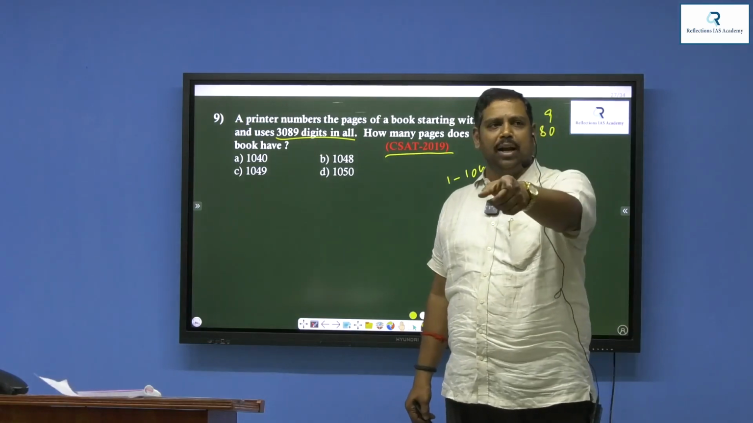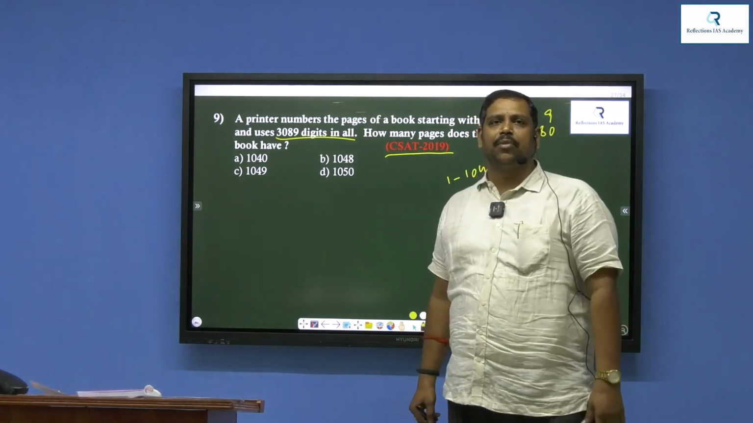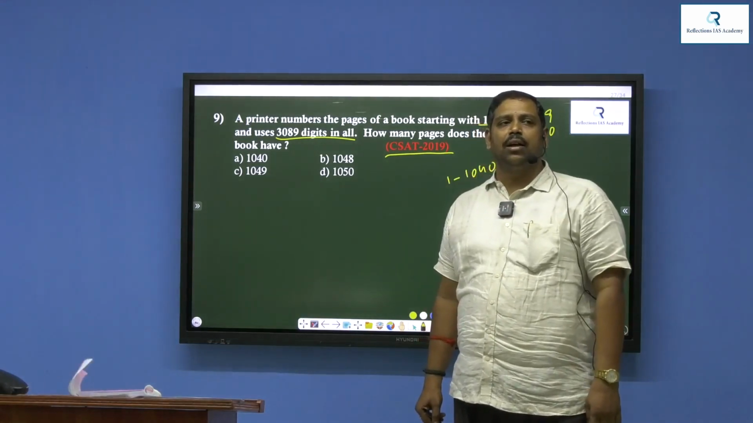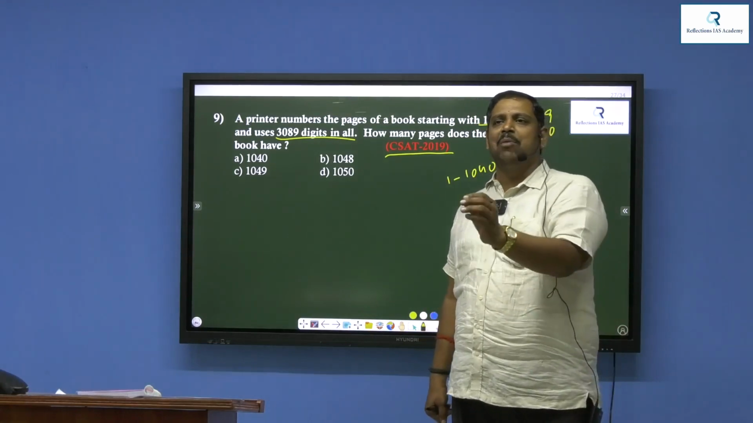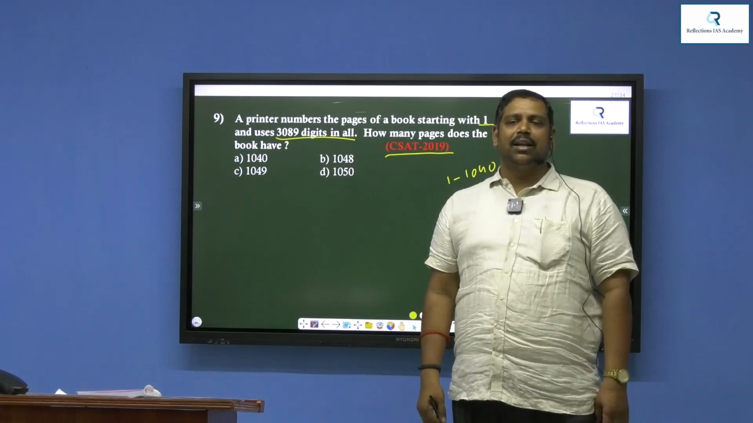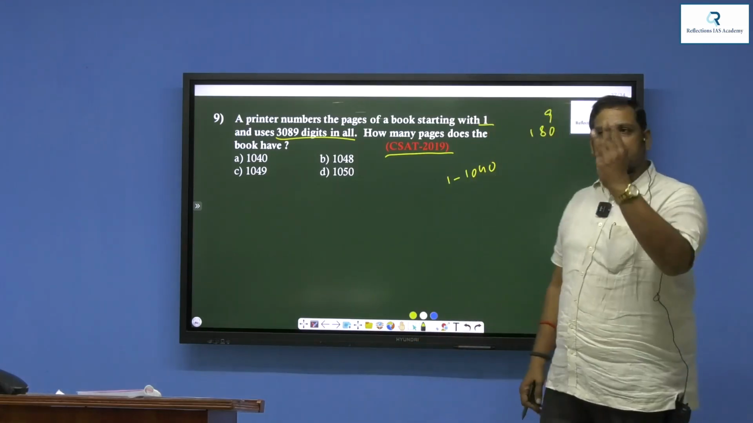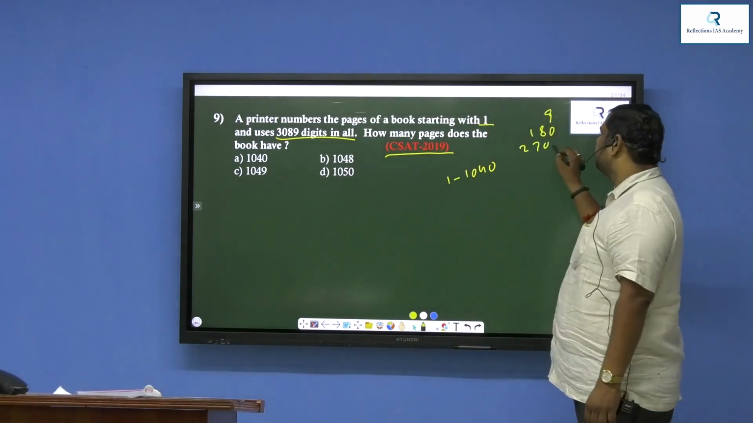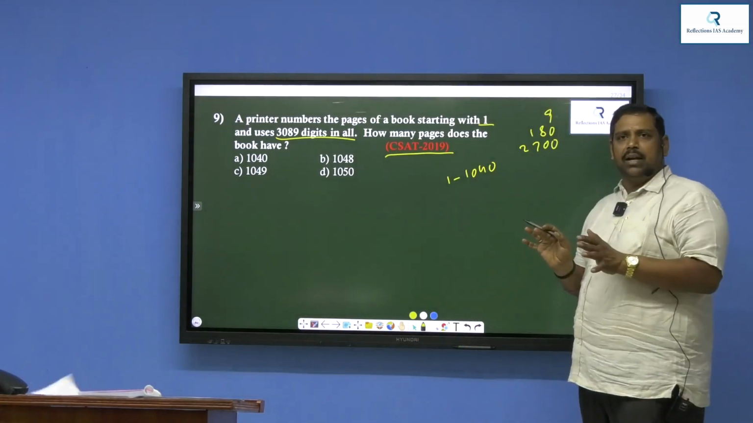100 to 999. How many numbers are there? Subtract and plus 1, so 900. Each time 3 digits, so 2700. So up to 999 is completed.